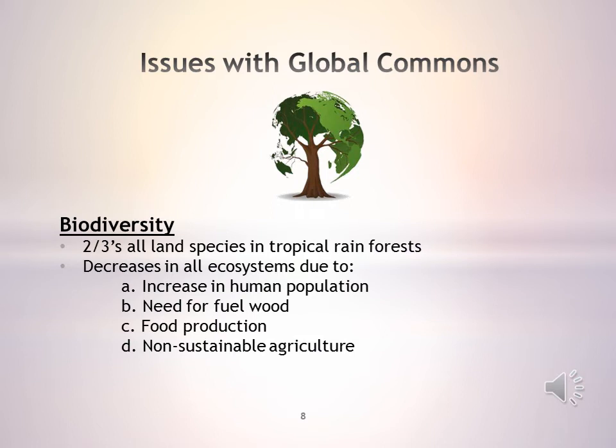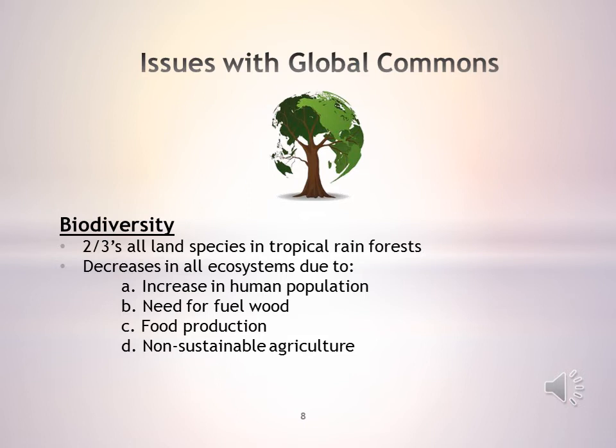Our next issue is biodiversity, or decreasing biodiversity. Remember from last time, biodiversity means a lot of difference in life forms that are in one place. Right now, two-thirds of all land species on the planet are in tropical rainforests. And there are decreases in all ecosystems, not just the tropical rainforests, that are due to an increase in human population, the need for wood for fuel, and that's associated directly with food production and needing wood to cook food, and also needing that wood to be able to heat water because water treatment is lacking in some places.